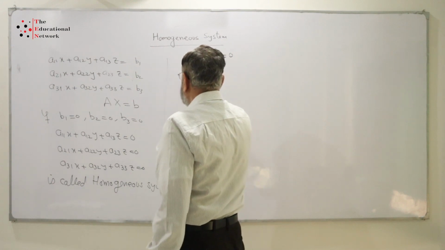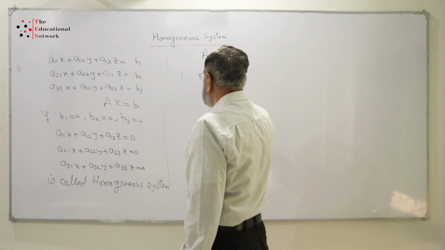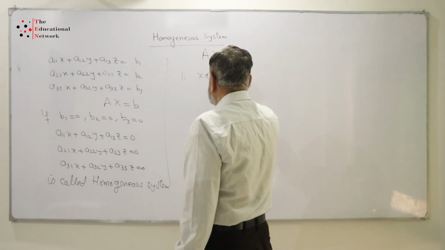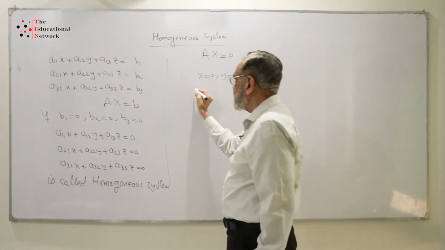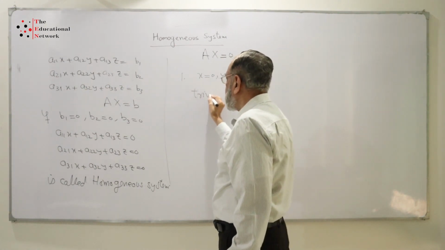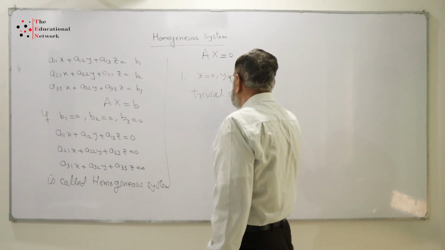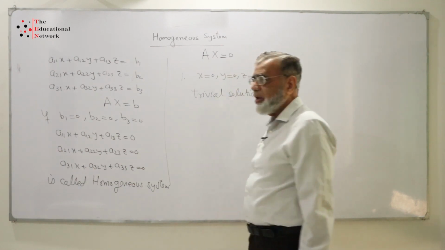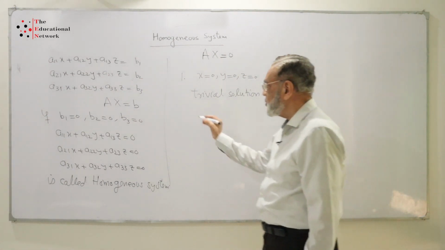Number one, there is one solution always present. The solution is x equal to 0, y equal to 0, and z equal to 0, and we call this the trivial solution. This is always present for a homogeneous system. For any homogeneous system, we have the zero solution: x equal to 0, y equal to 0, z equal to 0.